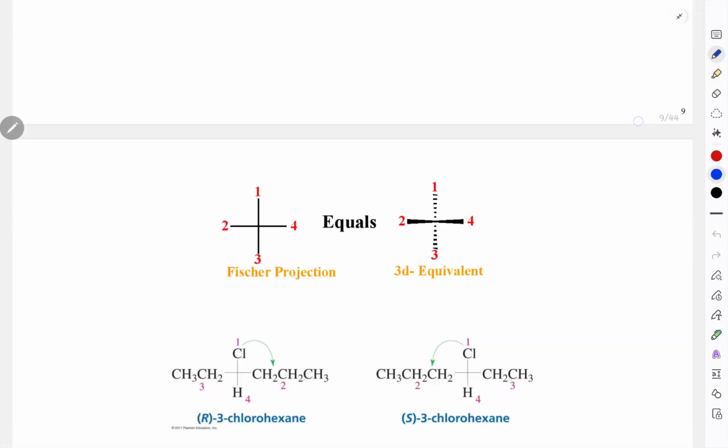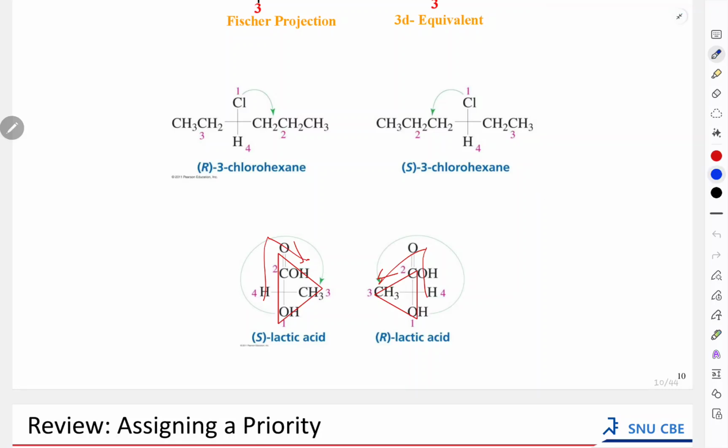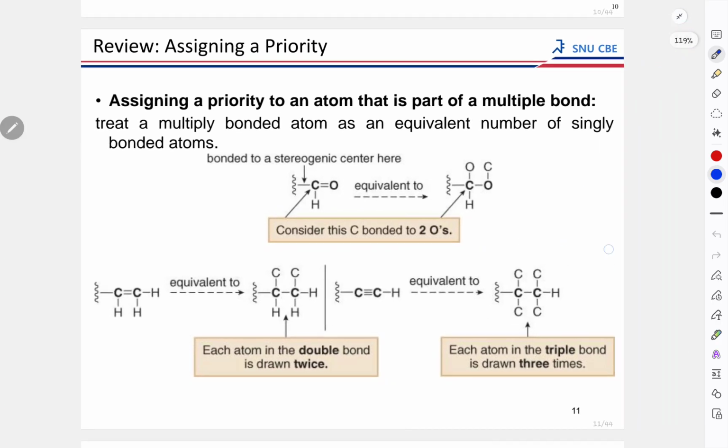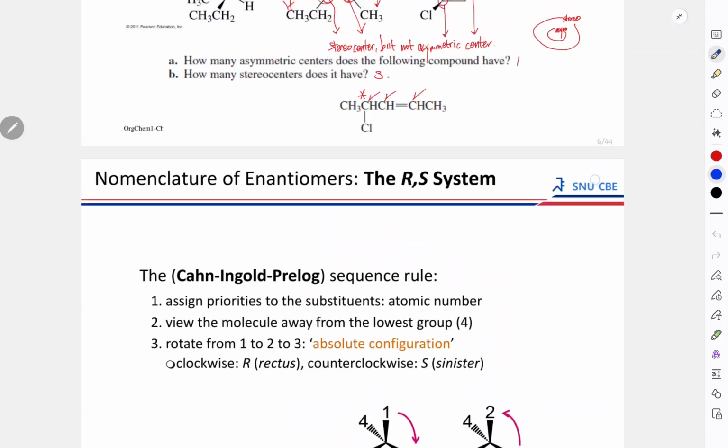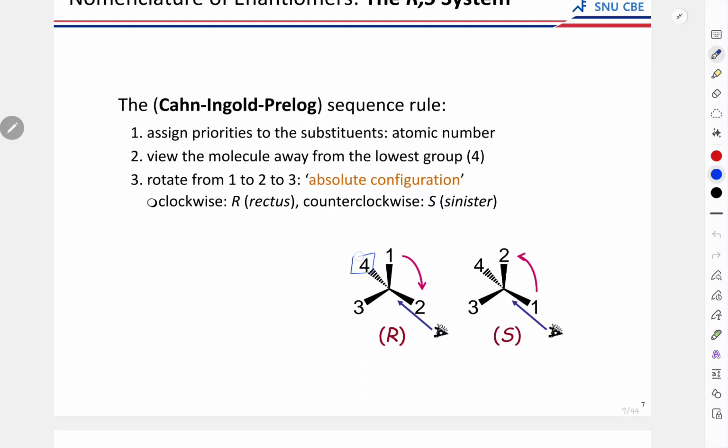The difference can be defined with, again, the CIP sequence rule, and this is what we discussed last time, right? You can identify the lowest priority group and assign 4 to it, so you can locate the lowest priority group at the back. Then with the 3 other groups, you can formulate a triangle, with which you can decide the clockwise versus counterclockwise directionality. So for instance, in this case, from 1 to 3, you can make the clockwise rotation.